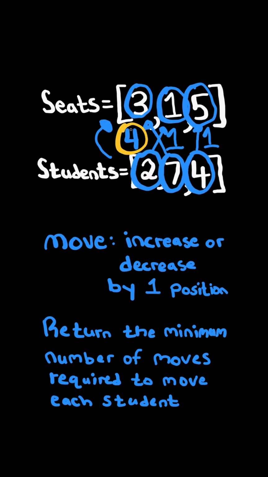Notice, if we add up all these values, we get our total moves of 6. But in fact, we can do better. This is not the minimum number of moves to seat all students.